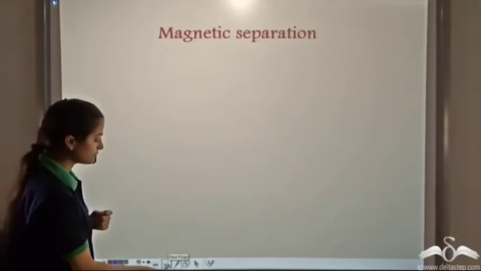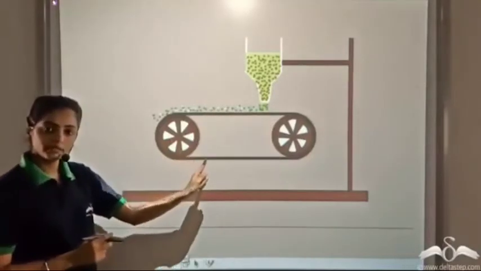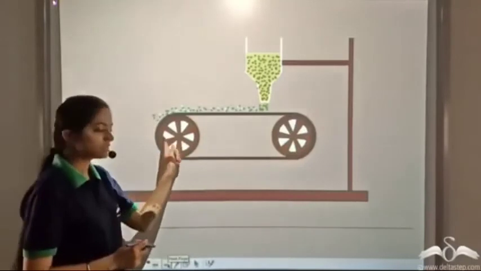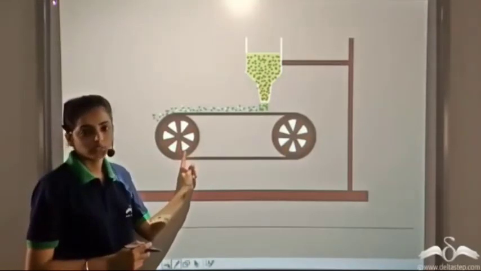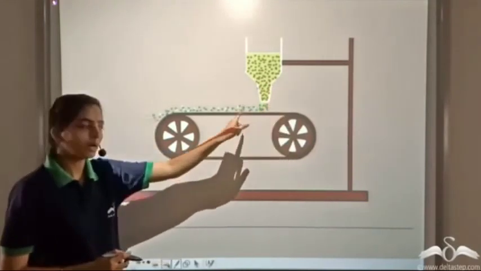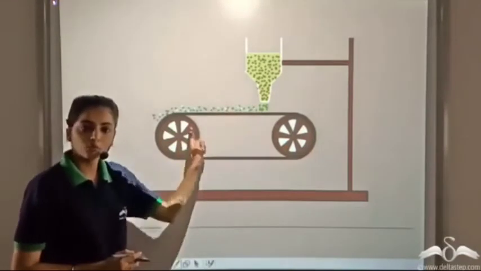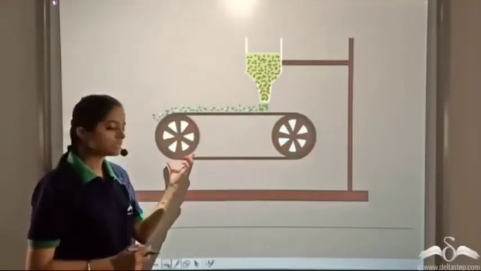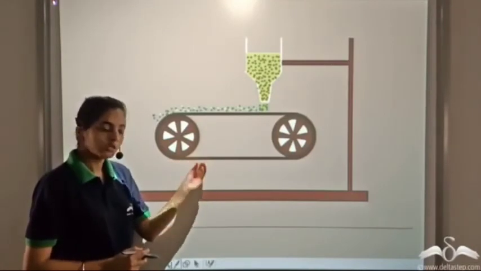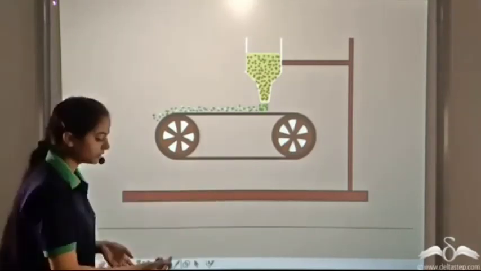A setup like this is used. This is a conveyor belt which runs on two wheels. One of the wheels, this wheel, is magnetic in nature. So now the ore containing the iron filings is made to pass on this conveyor belt. The conveyor belt is continuously moving on these two wheels. Since this wheel is magnetic, it attaches the iron filings to itself for a larger distance, so they can be separated from the ore. Observe.